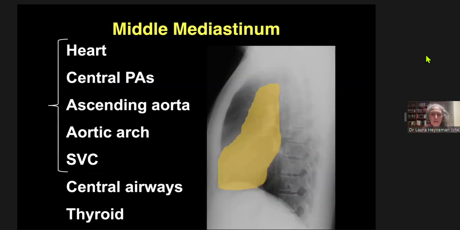Okay, the middle mediastinum, that's a lot of the vascular structures. So that's what I have here by the brackets.